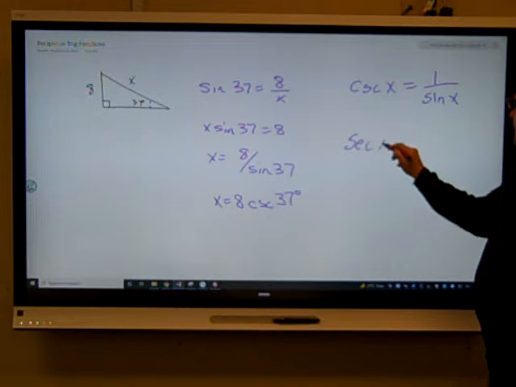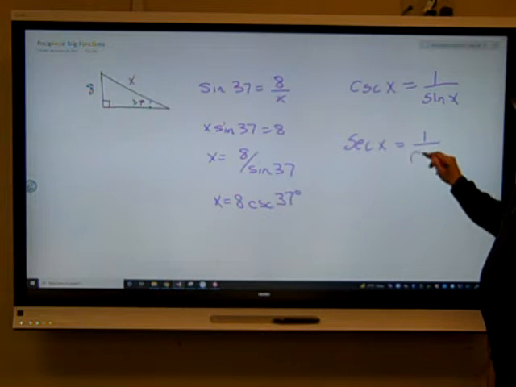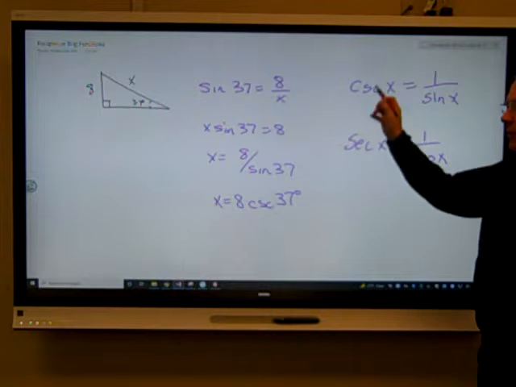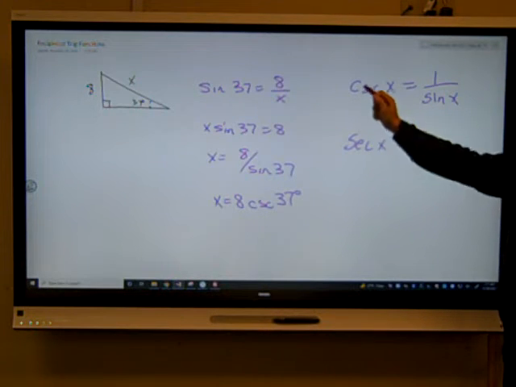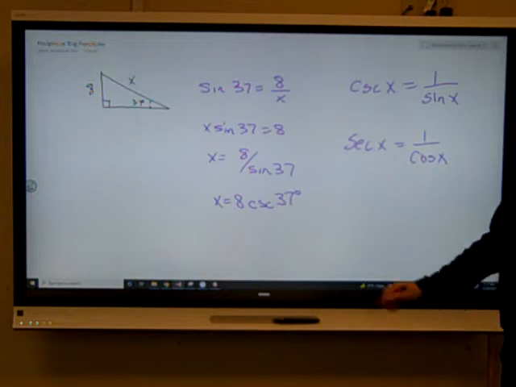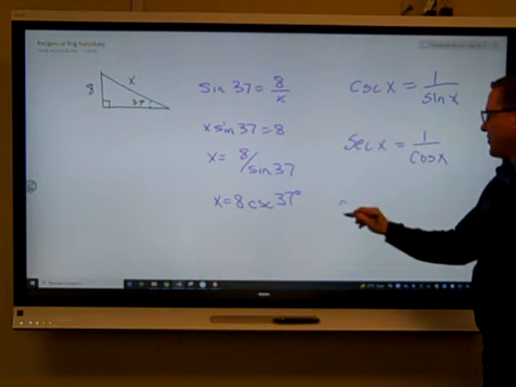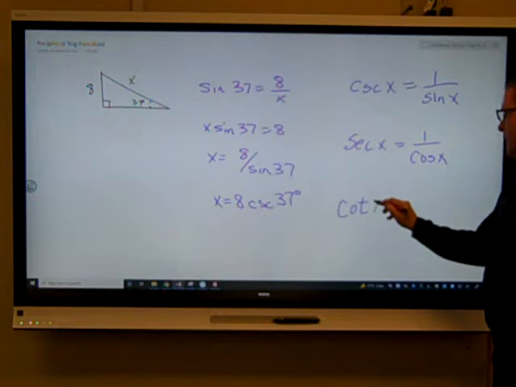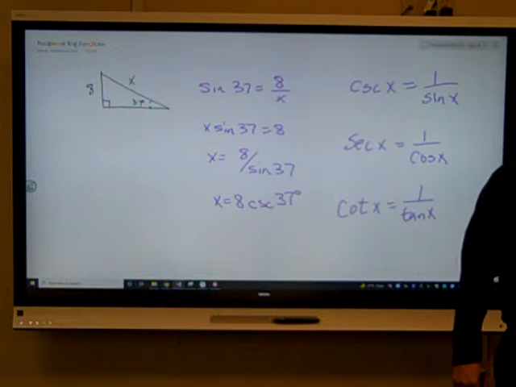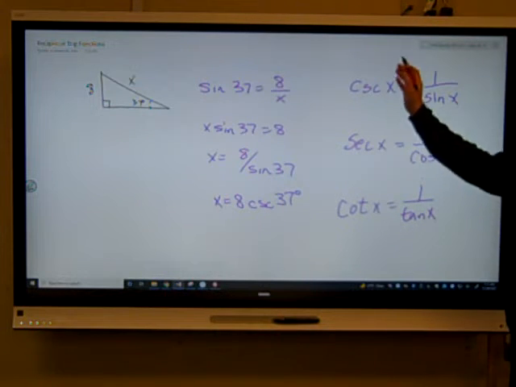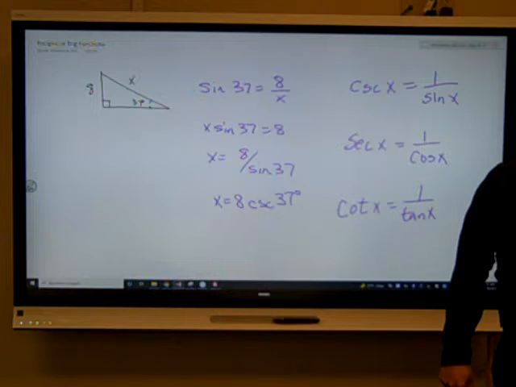Secant x is 1 over cosine. And I always joke, these are backwards. If someone had been thinking they wouldn't have had the same starting letters; they're opposite starting letters here. And the last one makes more sense because it's cotangent, which is 1 over tan. All right? So these are our 3 that we'll use, all right?